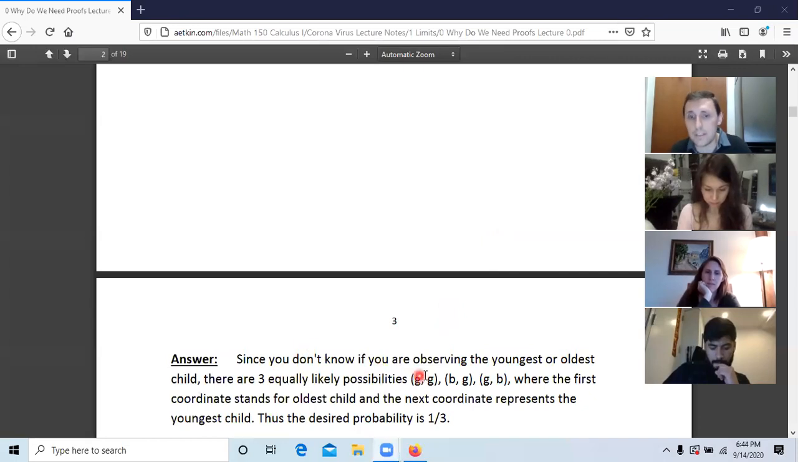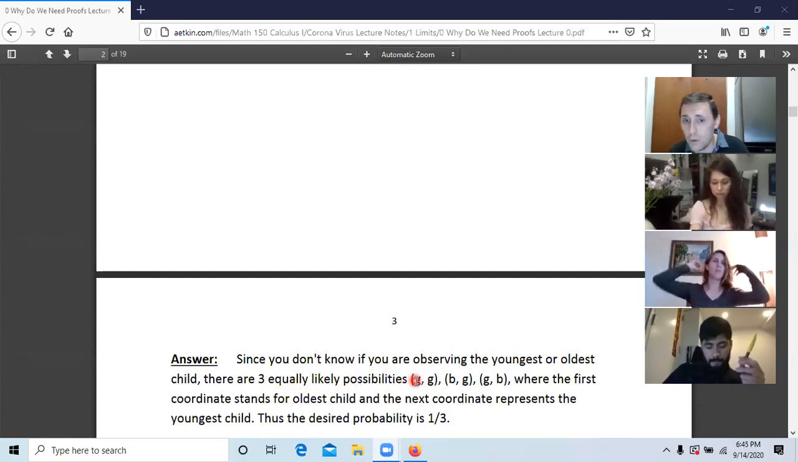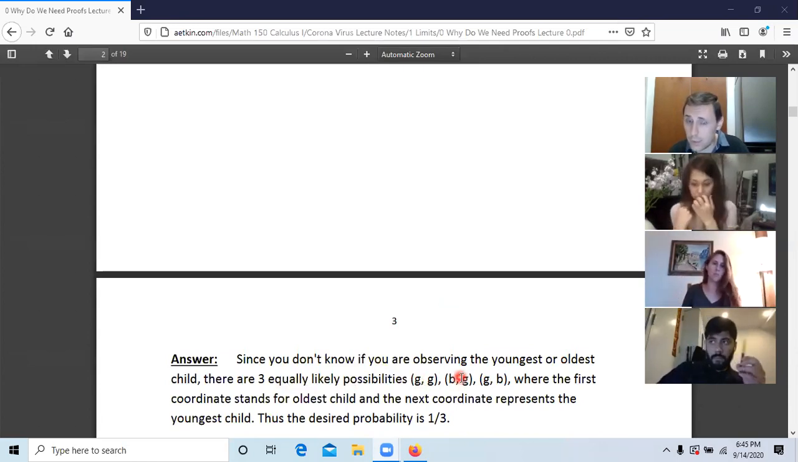So really, with this information, you know that you are either observing the universe of both girls, GG, which means the oldest and youngest child are girls, or you're observing this universe, which is a boy oldest and girl youngest, or you're observing this universe where the girl is oldest and the boy is youngest. You understand? So the probability that you are observing this universe, they're all equally likely, is 1/3. See that, three of them?